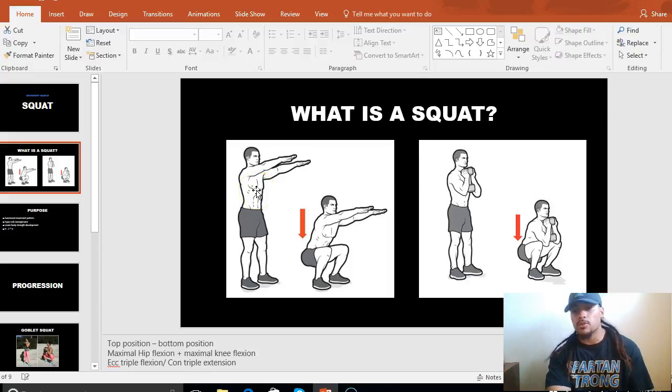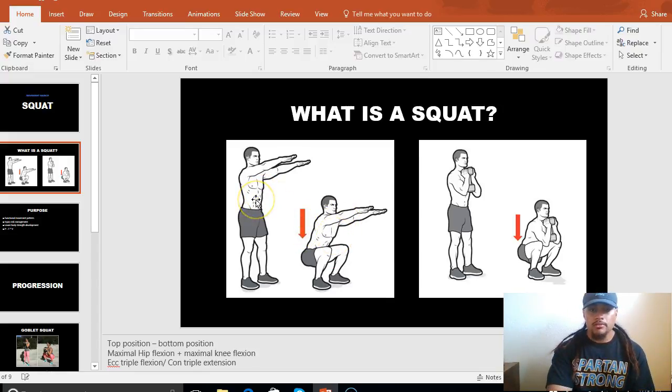Right, so if I were to attempt to explain the squat using anatomical terms, it'll involve eccentric triple flexion of the lower limbs, so hip, knee, ankle, and then it'll be followed by concentric triple extension of the lower limbs. Again, hip, knee, ankle, from 1 to 2, maintaining that neutral spine.